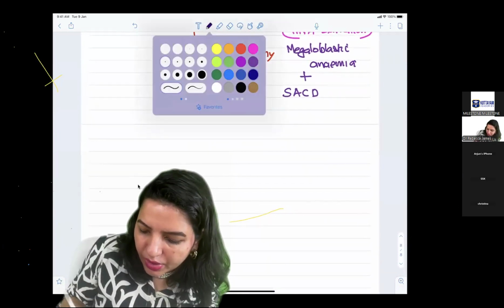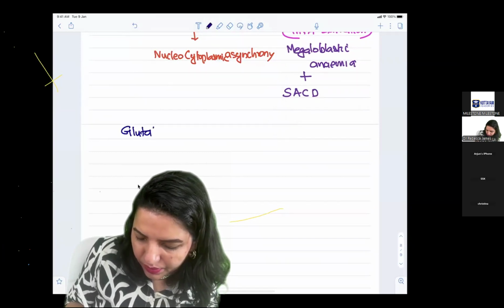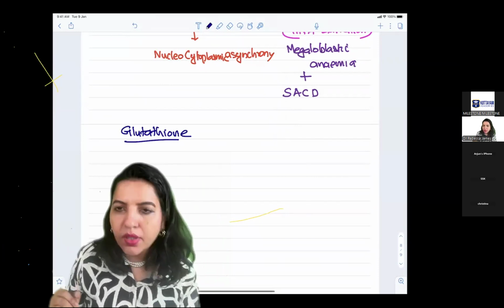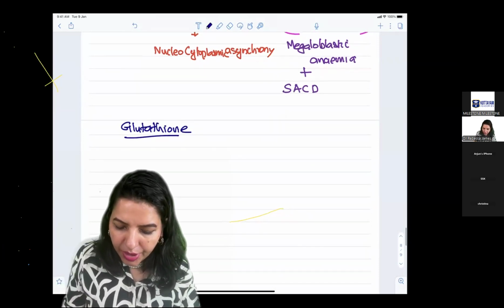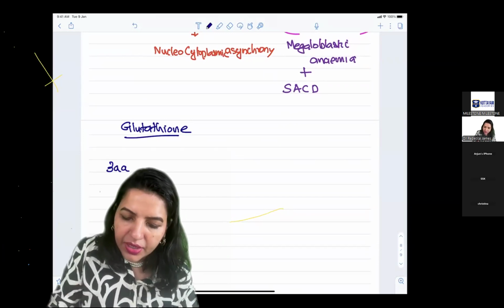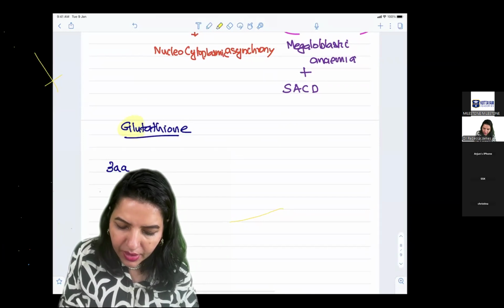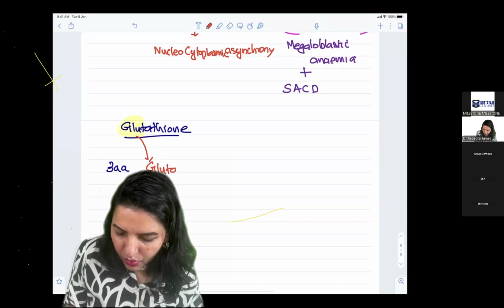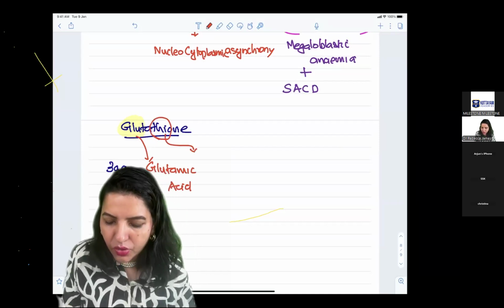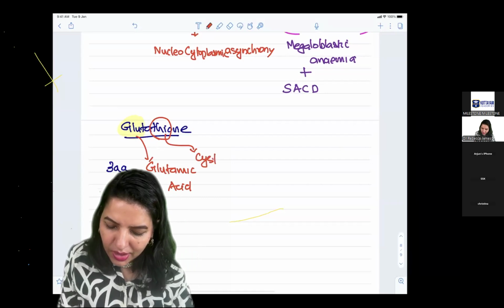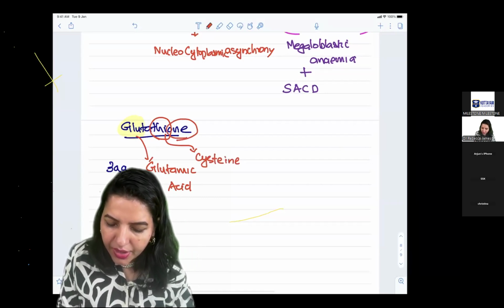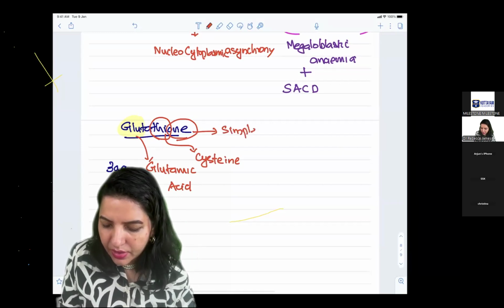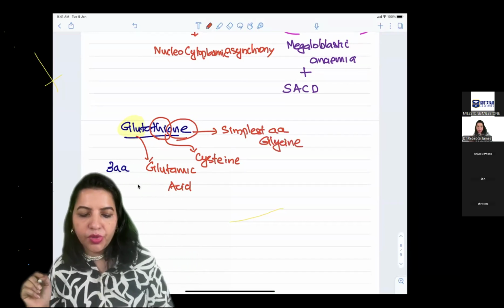So I'm going from here. Now we have to learn only one more thing in the sulfur containing amino acids, that is glutathione. Glutathione is made up of three amino acids. That is there in the name itself. One amino acid is glutamic acid. Then thio, whenever we say it, it is something related to a sulfur containing amino acid, and here it is cysteine. Then one is the simplest amino acid, glycine. So which are the three amino acids in glutathione?